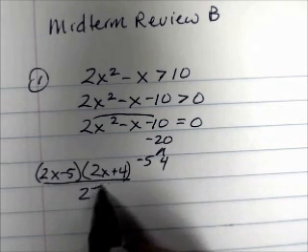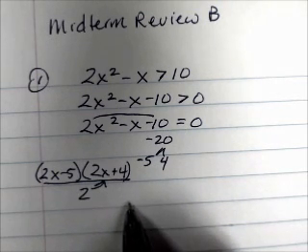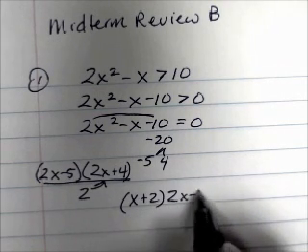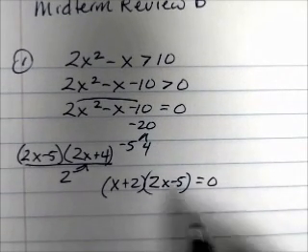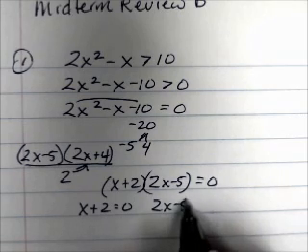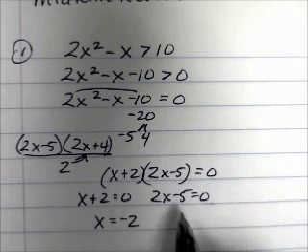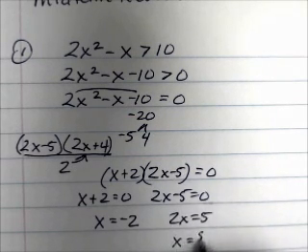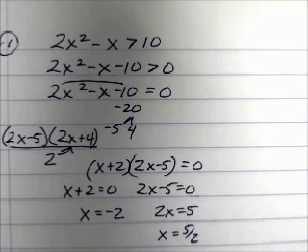2 divides evenly into both terms of my second parenthesis, so I divide it in. It goes in x plus 2 times. Bring down the other factor, 2x minus 5. Okay, so we factored. Now we set each factor equal to 0 and solve them individually. Subtract 2 from both sides, x equals negative 2. I would add 5 and then divide by 2, x equals 5 halves. So we have two values for x, negative 2 and 5 halves.